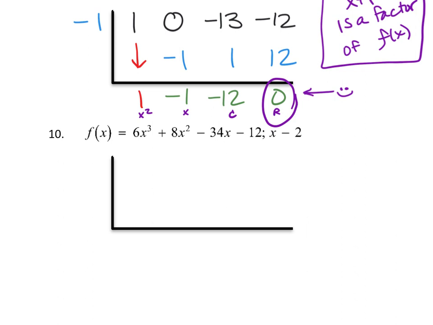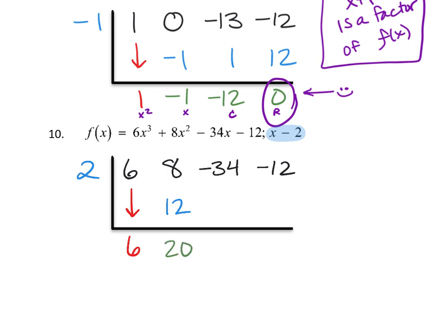If we look at example number 10, the k value I'm going to use is 2, because again, it's the opposite of what you see in the binomial, and I see x minus 2, so I use +2 as the house number. The coefficients: 6 is in front of x cubed, then we have 8 in front of x squared, -34 in front of x, and -12 at the end. No missing terms in this one. Big mama. All right, we bring down, we multiply, we add, we multiply, we add, we multiply, we add.